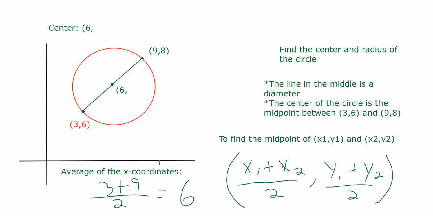And now, to find the y coordinate of the midpoint, we take the average of 6 and 8, which you might figure out is just 7. Just halfway between 6 and 8 would be the number 7. Don't believe me? Do 6 plus 8 and divide by 2. 6 plus 8 is 14, divided by 2. So the center as a whole is the coordinate 6, 7.